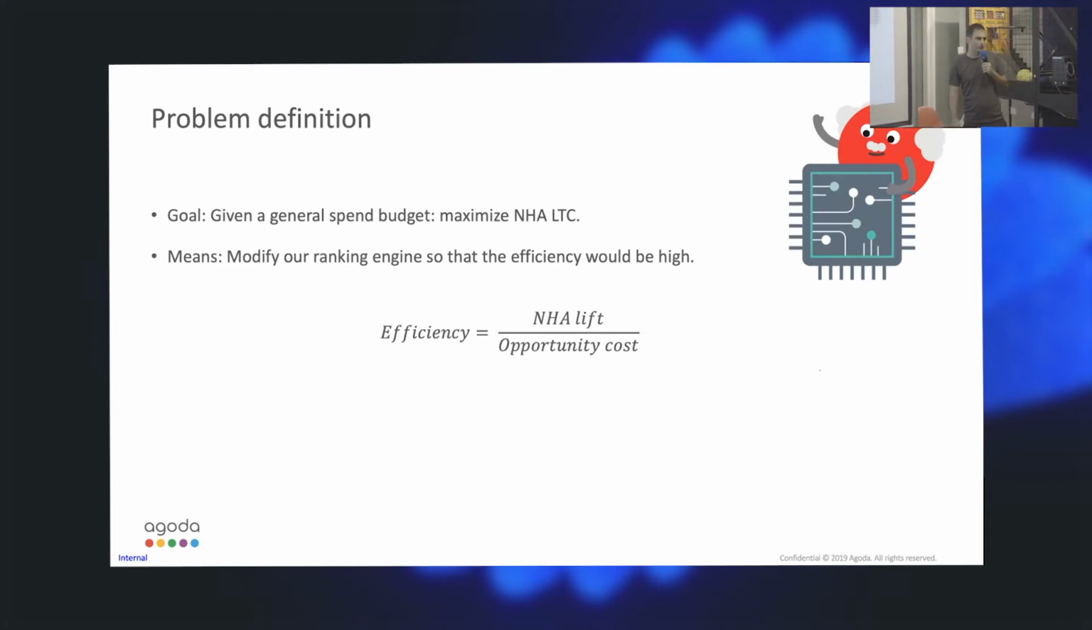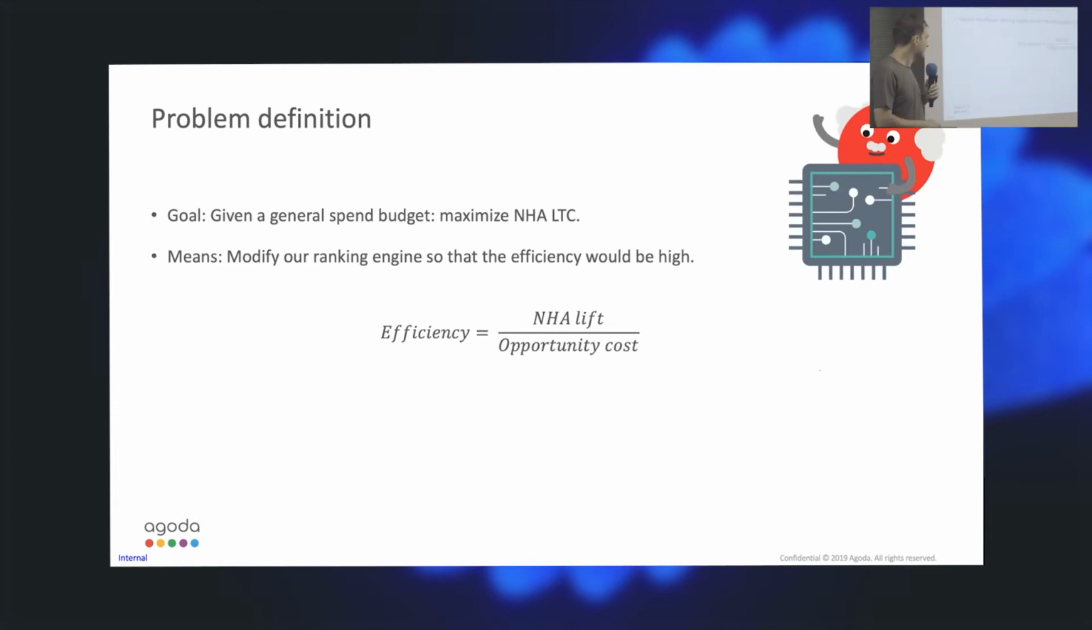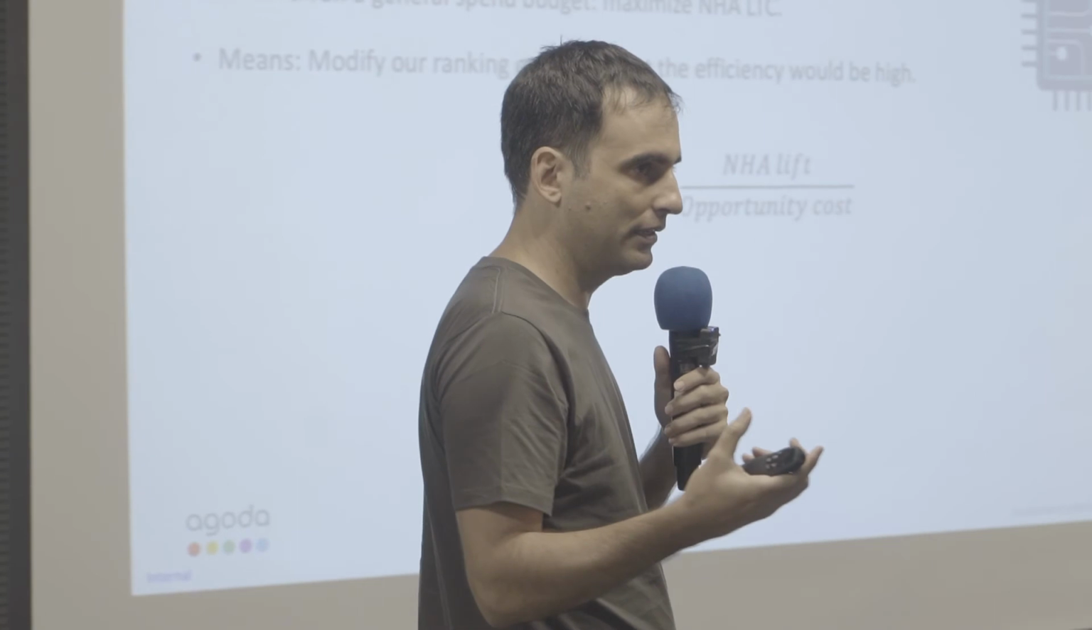We want to get the value from homes, but we want to do it such that we still maintain some efficiency. So how do we define efficiency? The boost in NHA LTC, the NHA lift, divided by the opportunity cost that we lose. Because if we take traffic from hotels and move it to homes, we are also losing money, right? Let's say in an ideal example, this ratio is 1-to-1. So for every dollar that we move from hotels, we get $1 in NHA. That's great. We can be very flexible in our business.